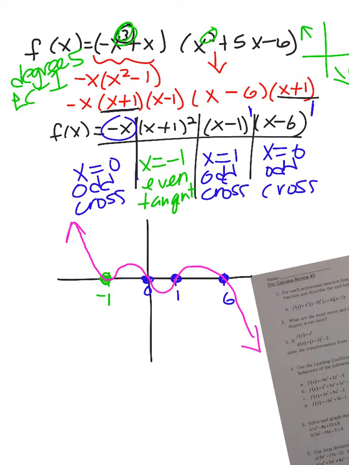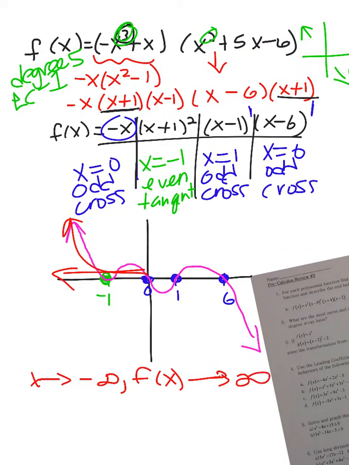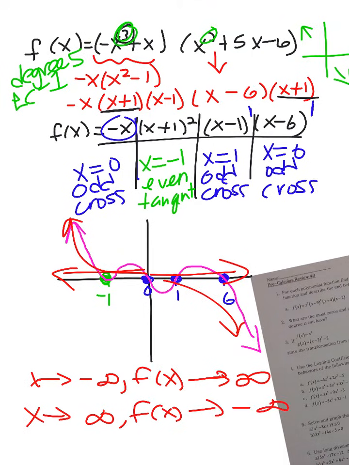Now I need my end behavior. As x goes to negative infinity, as x goes to the left, my y goes up. So that goes to infinity. As x goes to infinity, as x goes to the right, my y's go to negative infinity. Okay, so let's take a look at number 2.